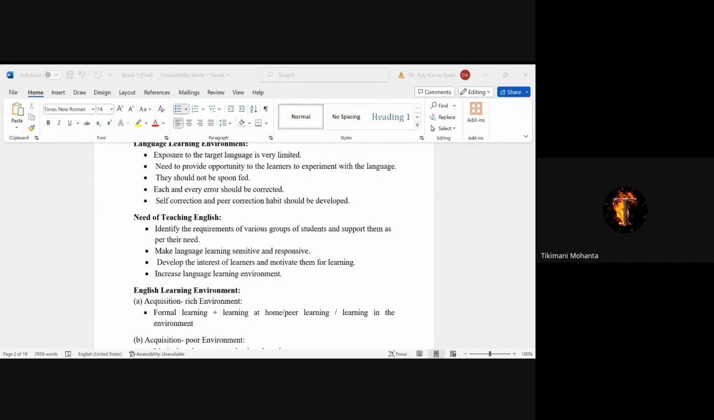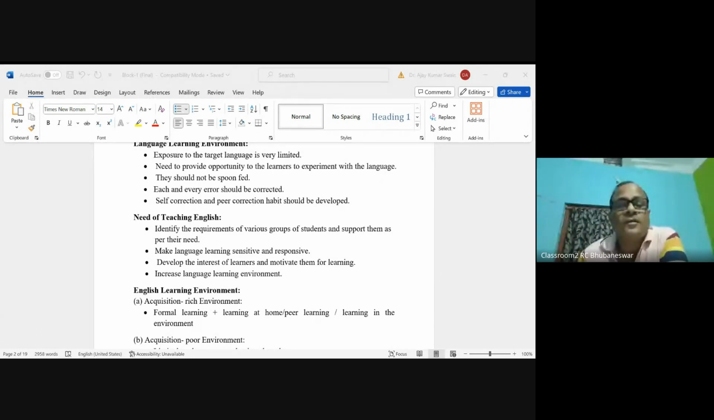Yes, very good. So these are the very important activities, then we can say our classroom is continuing with the language learning environment. The need of teaching English: identify the requirements of the various groups of students and support them as per their need. Different students have different needs.